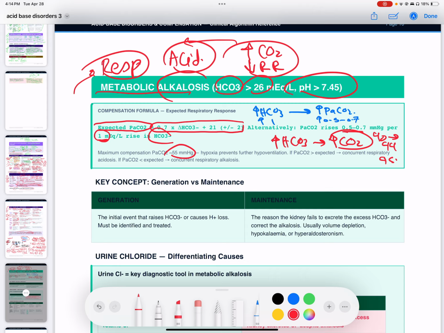But usually you stop at 55 because at 55, that means you're having a very low respiratory rate, and this can cause hypoxia. So the hypoxia here usually prevents the severe hypoventilation, and that's usually how it works. And again, if the PaCO2 is more than expected, that means you have concurrent respiratory acidosis. If the PCO2 is less than expected, that means you have concurrent respiratory alkalosis.